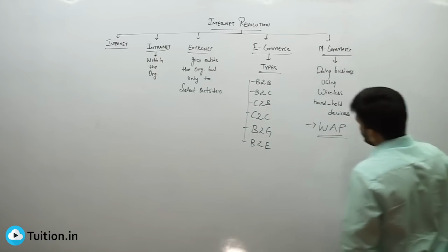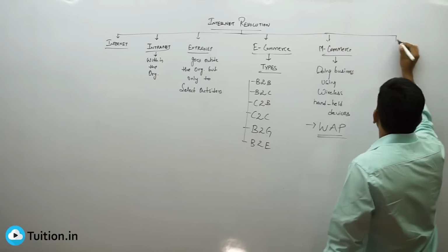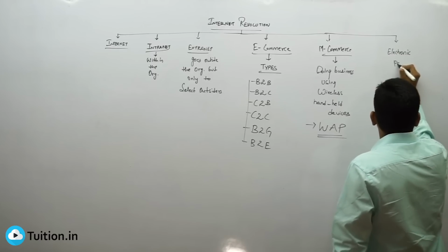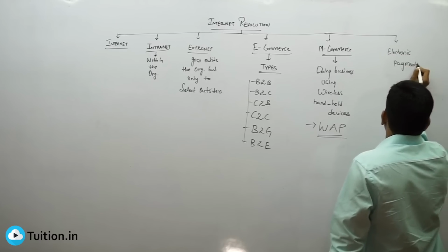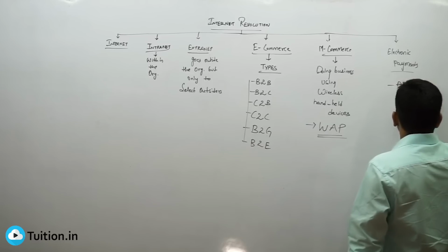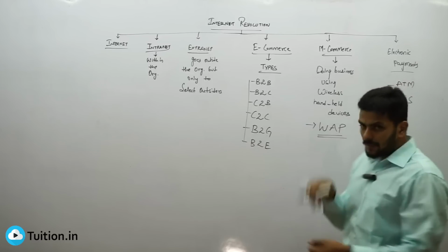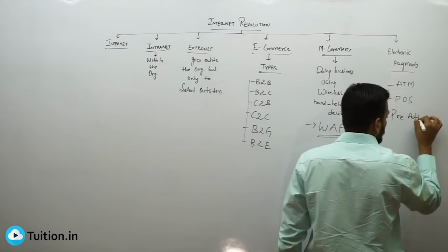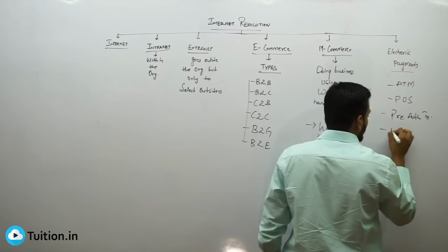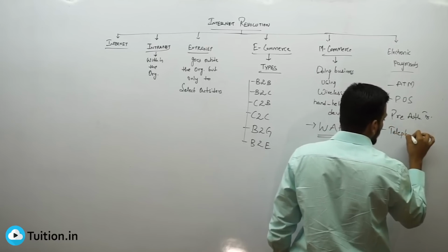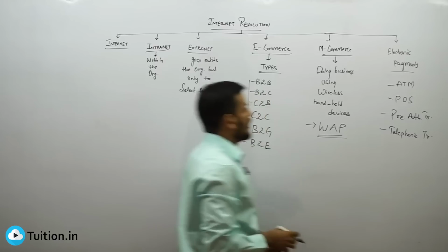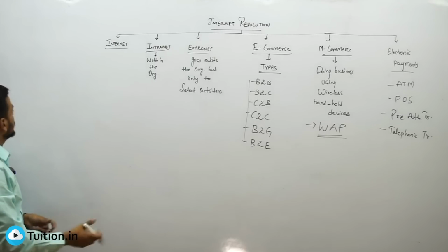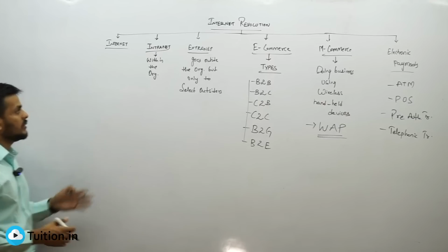And lastly, we have something to do with electronic payments, right? So I think that's pretty simple. Electronic payments, where we are talking about ATM, point of sale terminals, where the swiping machines and all that. And then we have pre-authorized transfers in bank, and then of course telephonic transfers as well, right? That's it guys, that's what we have in the 3rd chapter. We will continue our discussion with the 4th chapter after you note down this internet revolution.